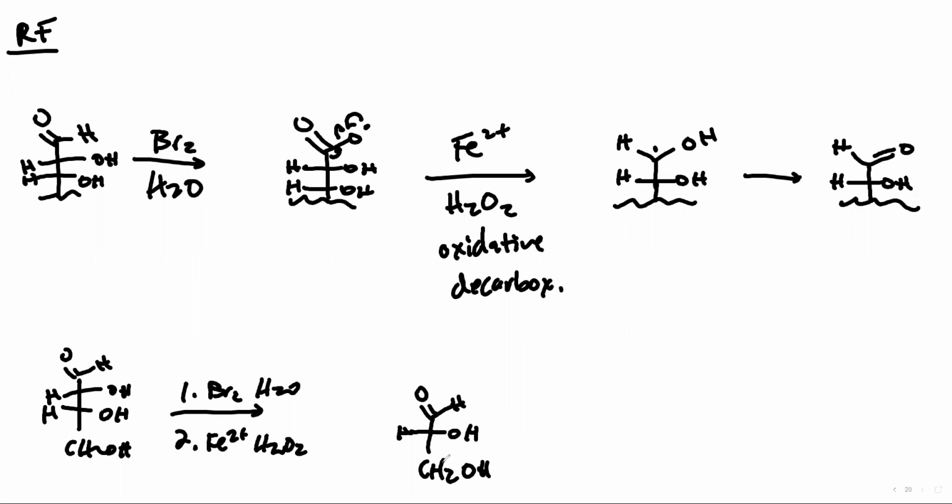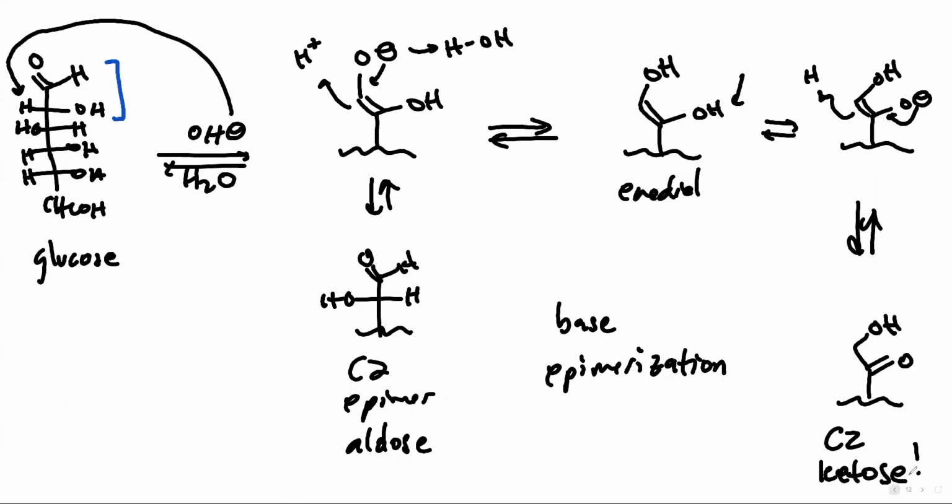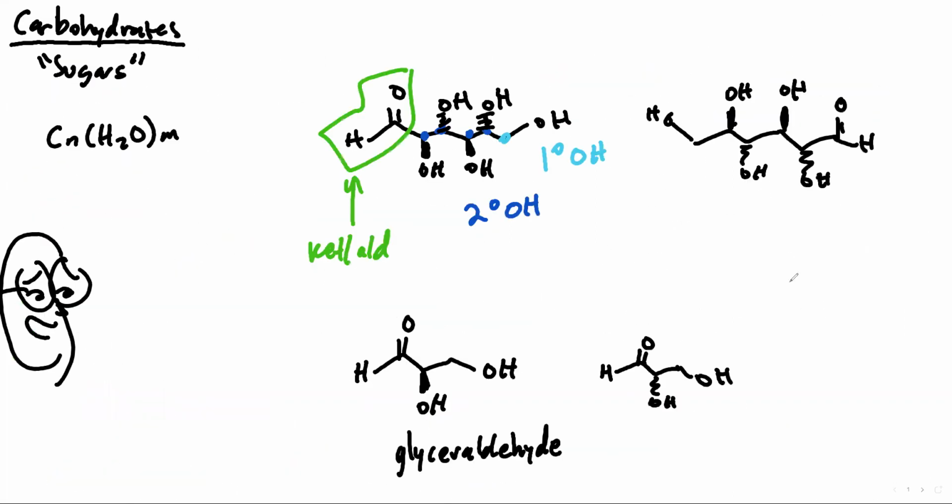So Kiliani-Fischer builds up sugars and Ruff degradation breaks them down. That's how those reactions work. Now, with that being said, that is all of our linear form reactions. Again, these are the 1% of reactions that take place when we have a cyclic hemiacetal. But let's go ahead and finish this off. Technically, I only have 10 more minutes, but definitely not finishing in 10 minutes, so I apologize. Try to finish this in 20.